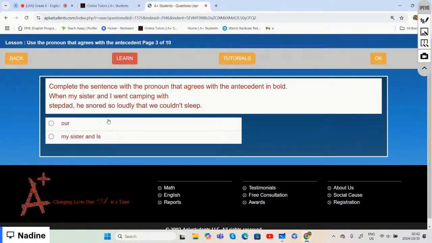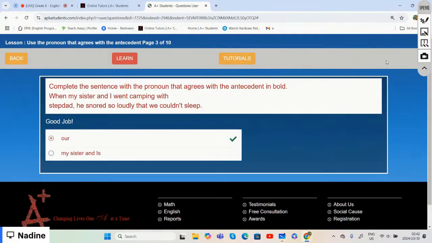And if we were to choose the correct pronoun that agrees with the antecedent in bold, then we will say, when my sister and I went camping with our stepdad, he snored so loudly that we couldn't sleep. So our is the correct pronoun that agrees with the antecedent. So well done.